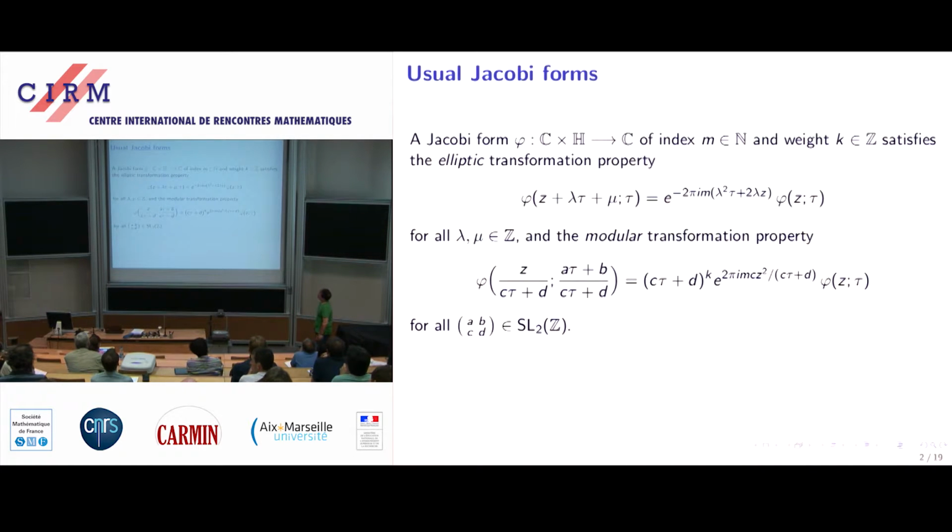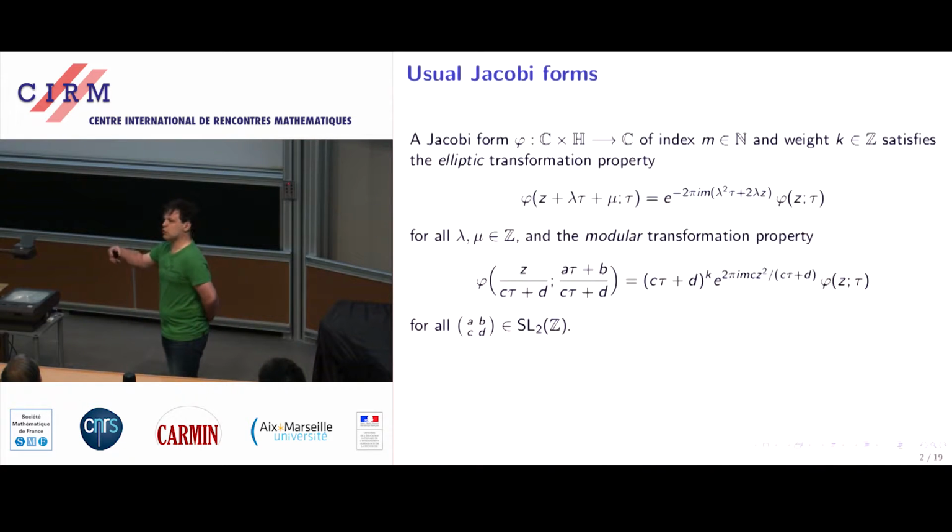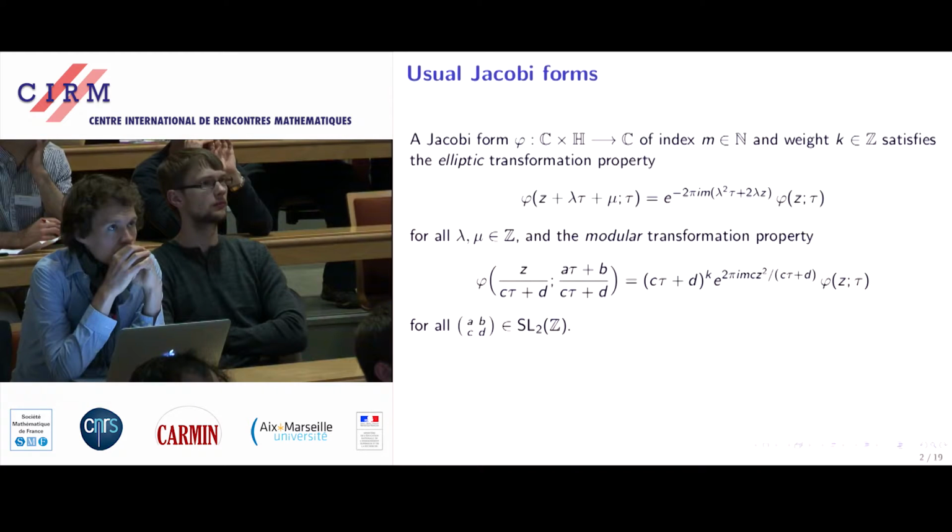If you set lambda to be 0 and mu to be 1, then it's just saying the function is one periodic. And if you set mu to be 0 and lambda to be 1, then it's quasi-periodic. You get some extra factor. And then there's the modular transformation property. It reminds us a lot of the usual modular transformation property for modular forms.